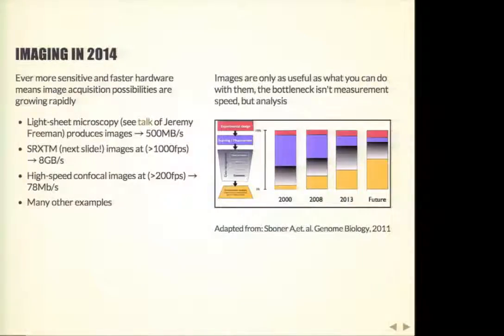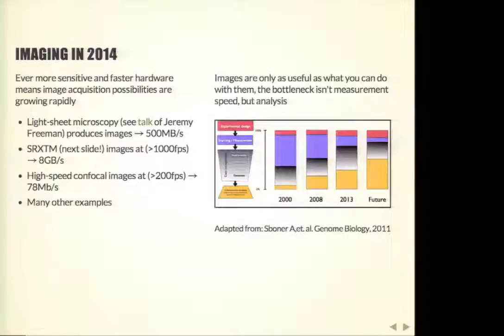As a look at imaging in 2014, with the constant improvement in detectors and light sources, imaging has gotten much quicker in recent years. You know, light sheet microscopy, like was talked about in the keynote, can produce images at 500 megabytes a second or more.